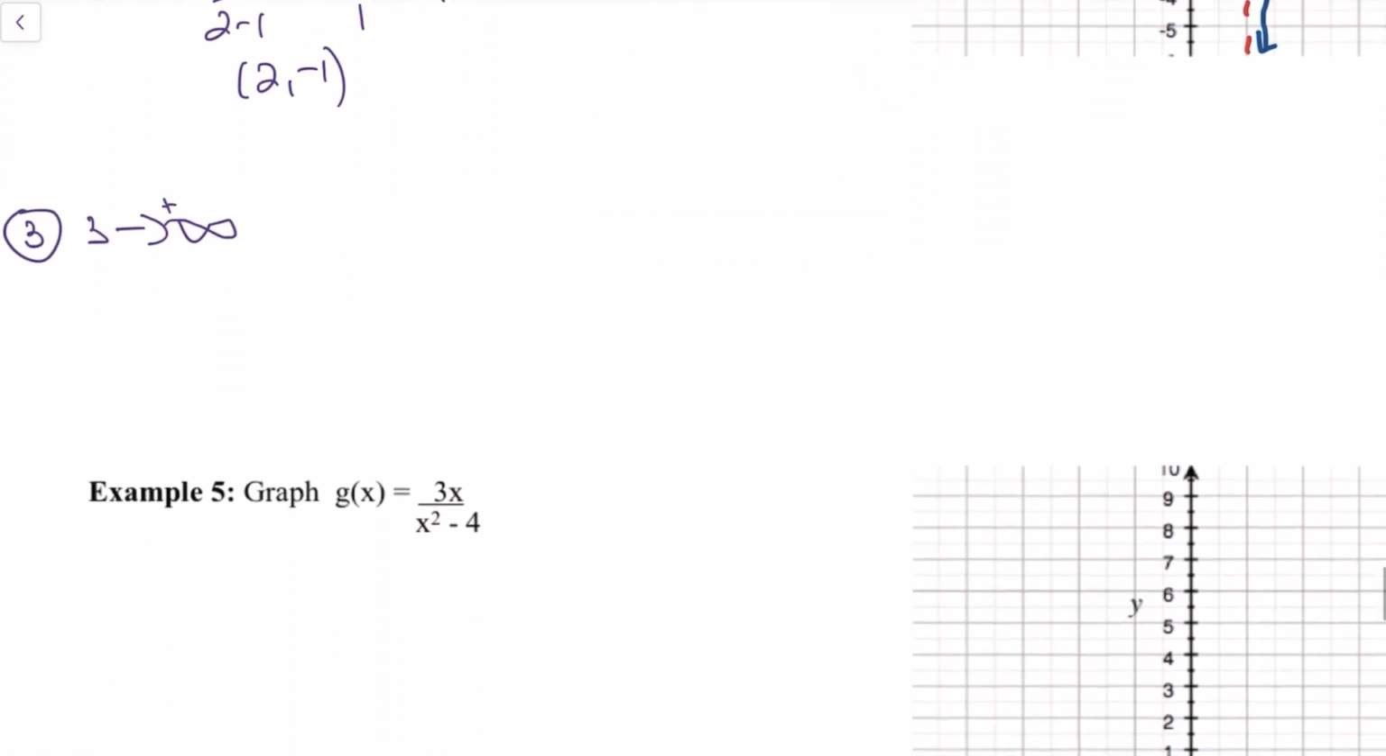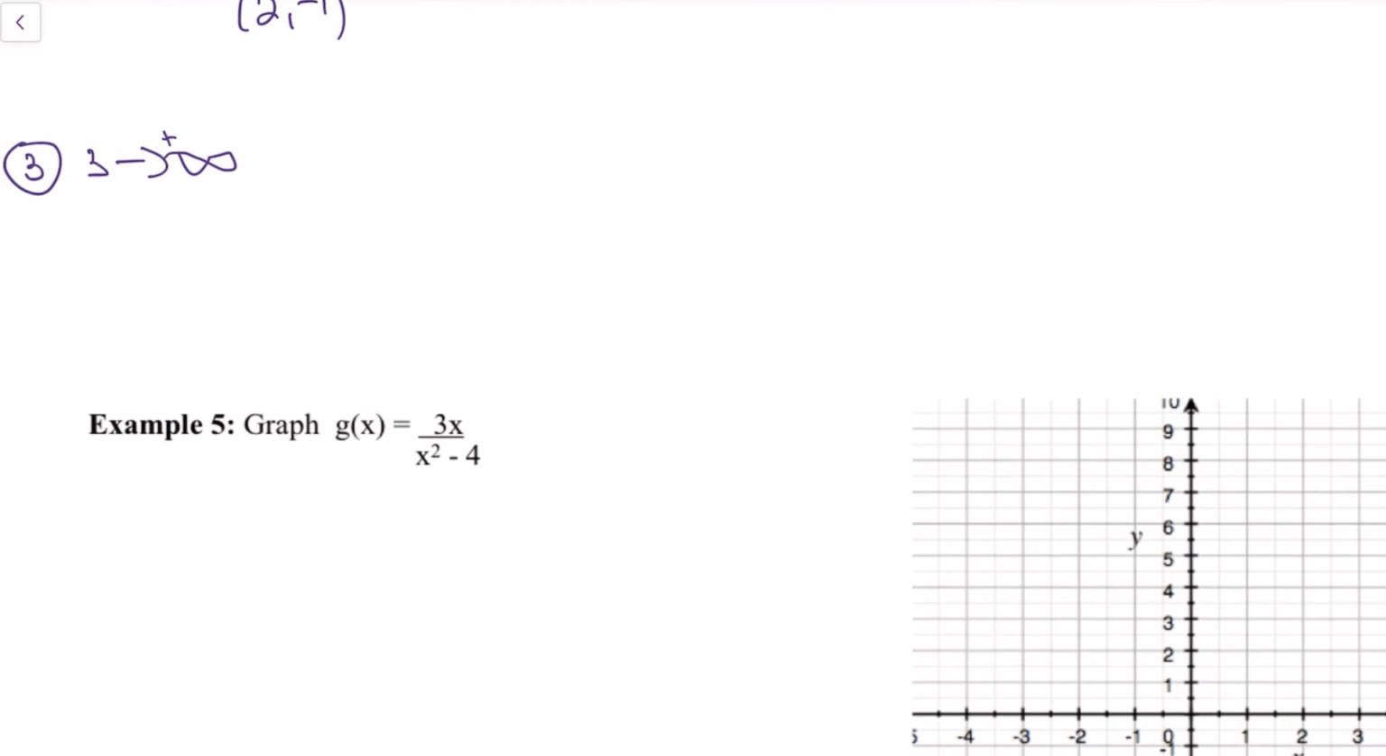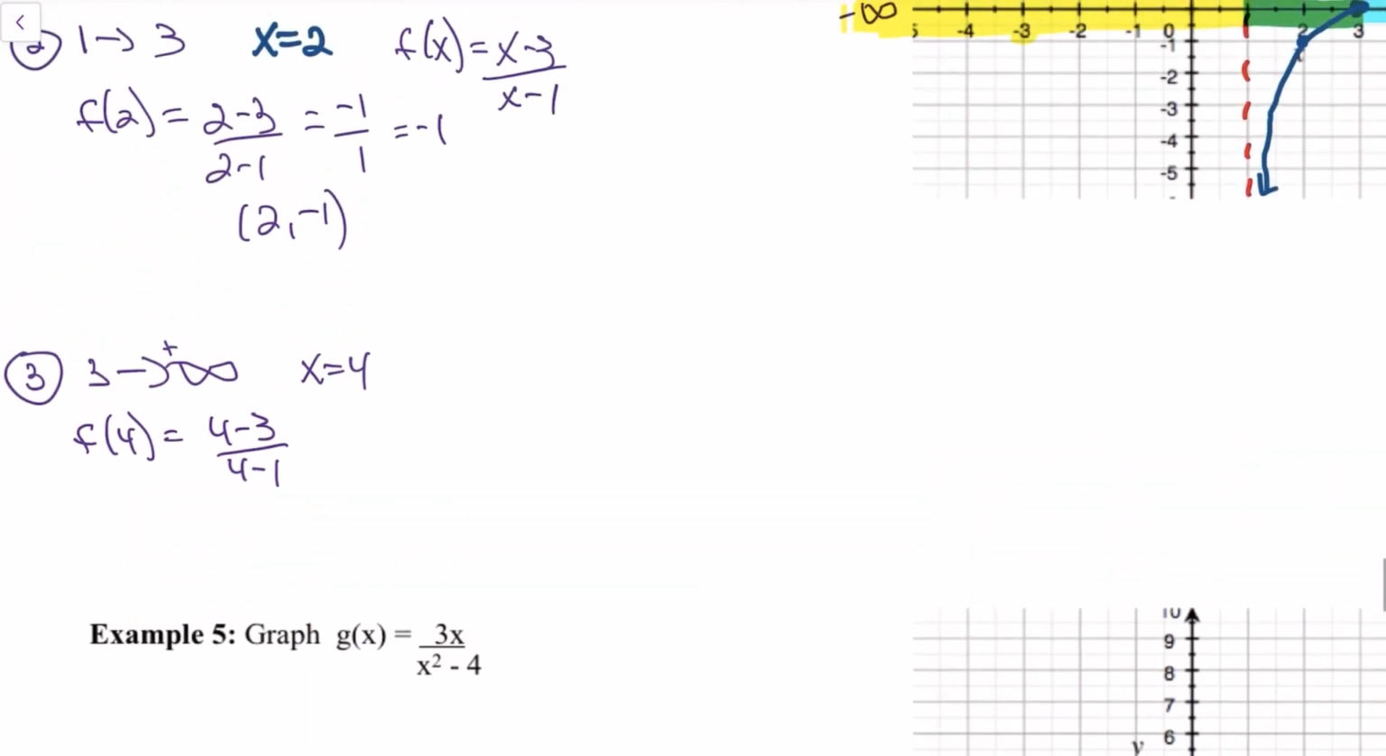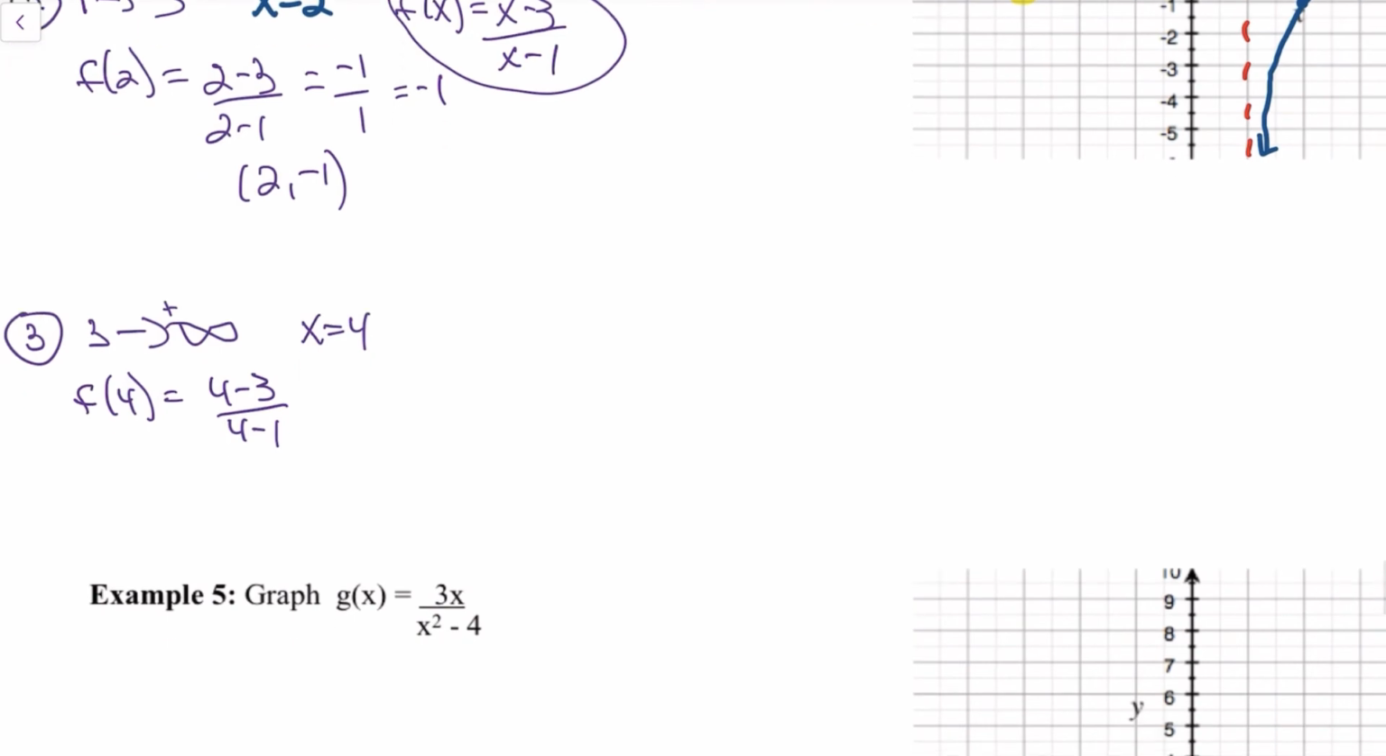So let's do the region from 3 to infinity. I'm just going to use x equals 4, and we're going to substitute it in. So we're going to have f of 4 equals 4 minus 3 over 4 minus 1, because again, we're using the reduced rational function. So that is going to give us a value of 1/3.